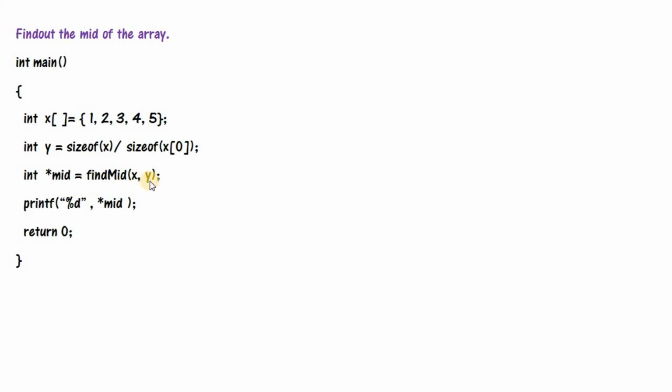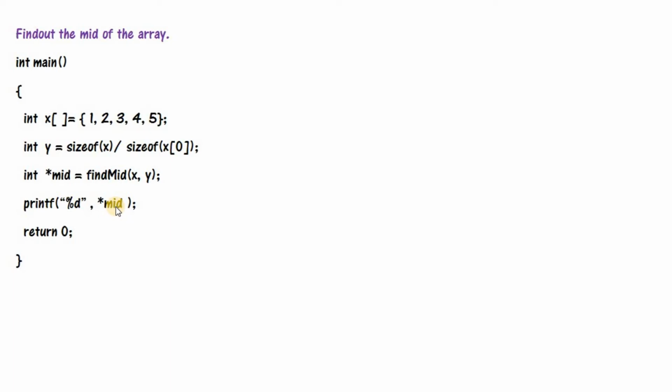Please note down, if you want to pass the whole array, you just have to write the name of the array, and if you want to pass an integer variable, then we just have to write the name of that variable. So the address returned by the function will get stored in this pointer mid. Finally, with the help of this printf function, we can print the content stored in that particular location, pointed by this pointer.